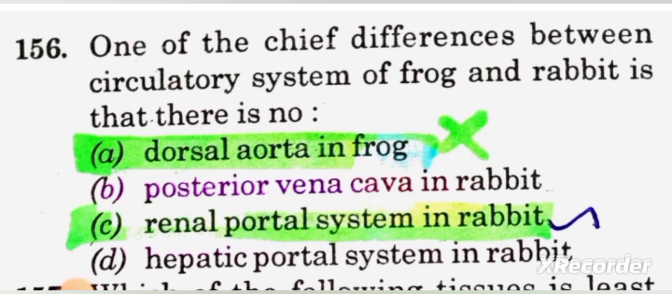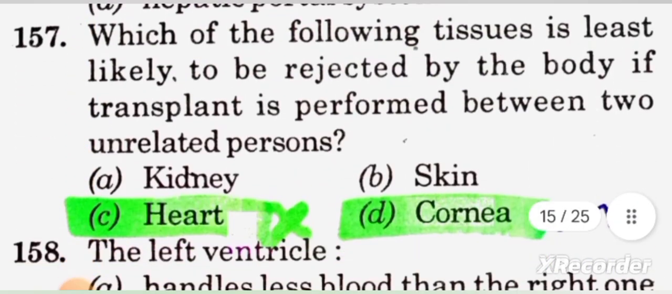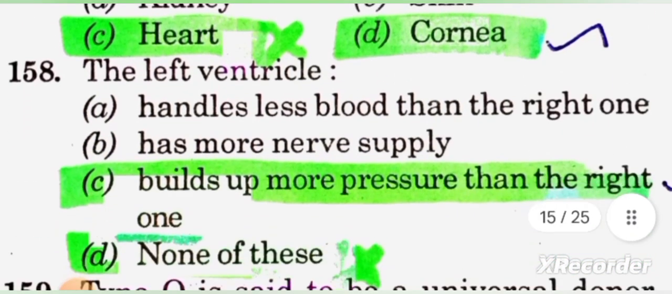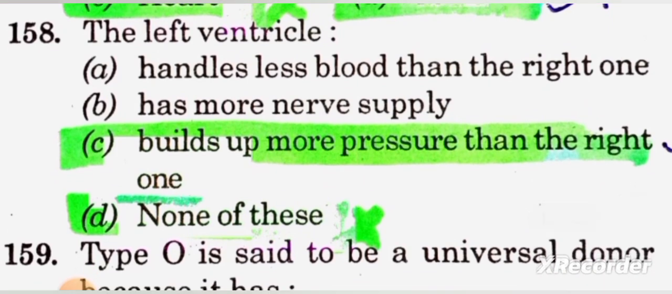Answer C. Renal portal system in rabbit. Next, 157. Which of the following tissue is least likely to be rejected by the body if transplant is performed between two unrelated persons? Answer D. Cornea. Next, 158. The left ventricle. Answer C. Builds up more pressure than the right one.